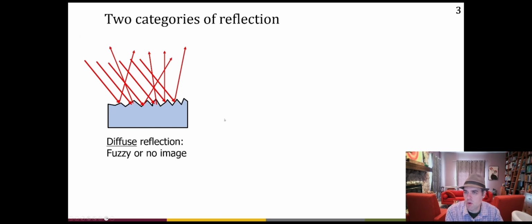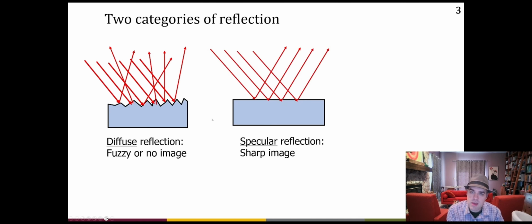Now, there are two categories of reflection. There's diffuse reflection, where the surface is kind of scratched or really bumpy, where the light comes in and it kind of bounces off in all different directions. This is going to give you a fuzzy or even no image at all. The other type is specular reflection. This is going to give you a sharp image, like the image that you see in the mirror in your bathroom.